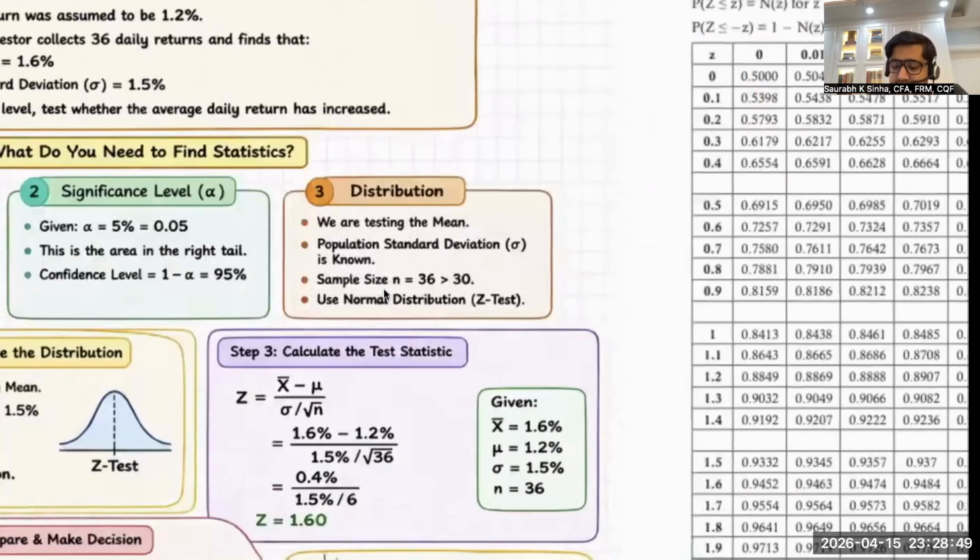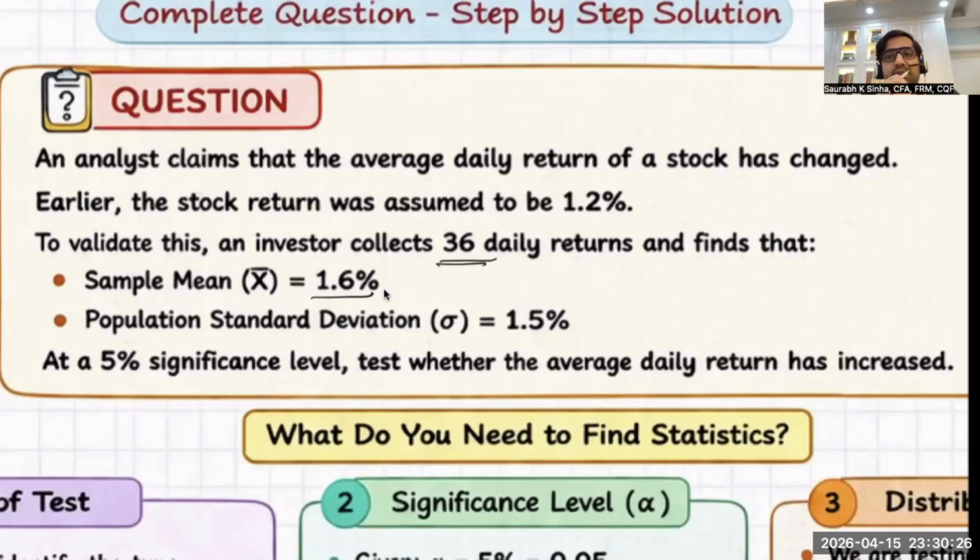If I'm saying that I fail to reject the null hypothesis, it means that currently you have taken a sample of 36 daily returns and you calculated the mean return to be 1.6%. For this sample, it is greater than 1.2%. But for the next sample, it is going to be 1%. For the next sample, it is going to be 1.1%. For the next sample, it is going to be 1.3%. So on average, it is going to be around the previously calculated historical mean of 1.2%. So 1.6% is actually not very far from the previous mean.